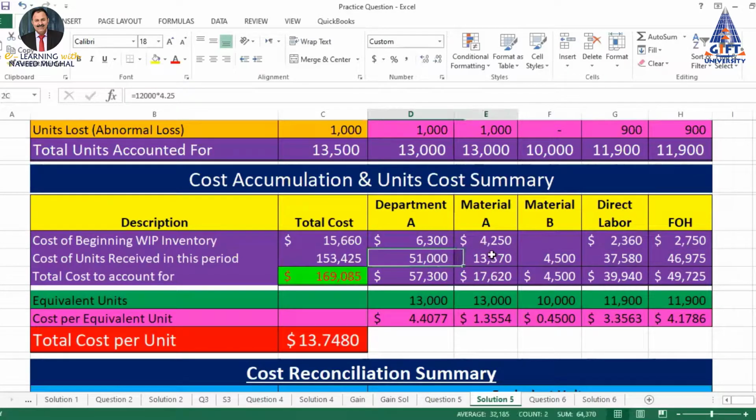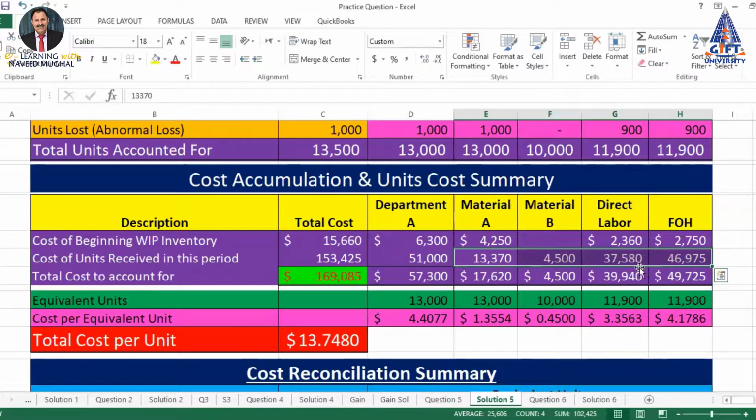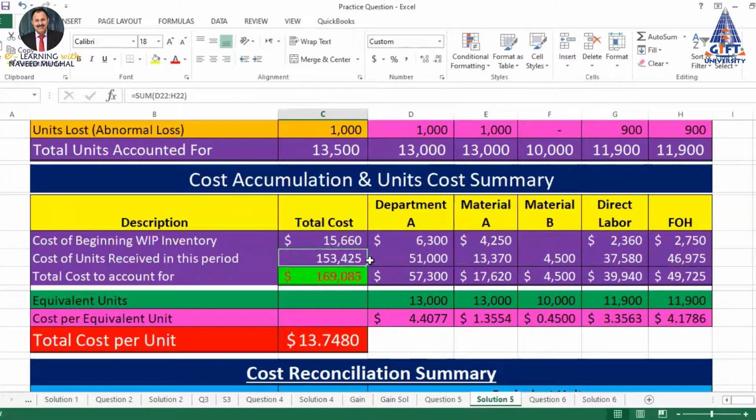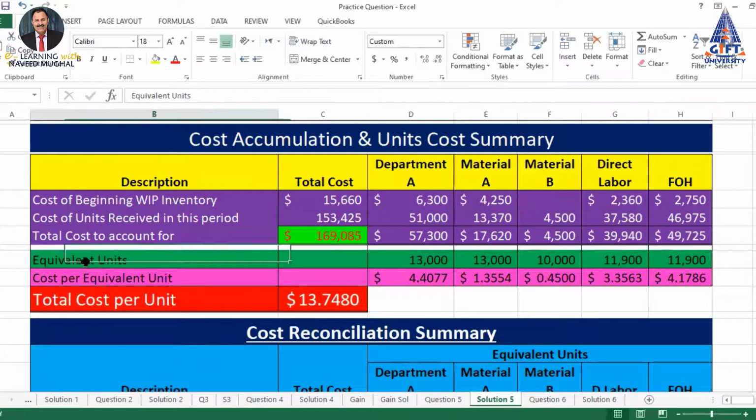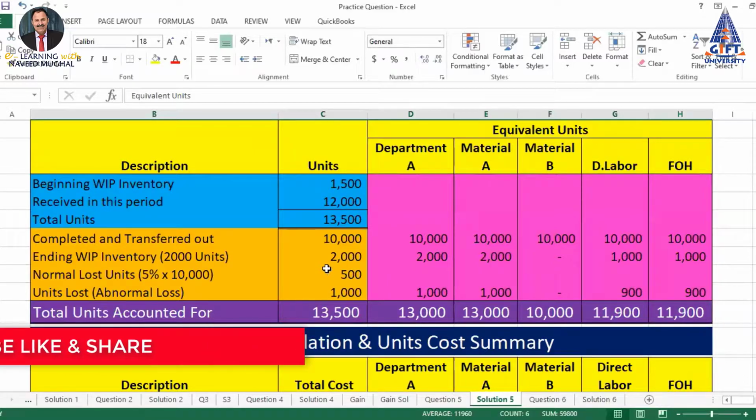Then the cost received in this period from department A is 51,000, and the cost charged by the department is also given in our question. We have written them over here. When we add the two costs, we have the total cost of each cost element and the total of the total cost, work in process beginning inventory and this period's cost. Then we have calculated equivalent units in our above table by adjusting normal and abnormal losses.